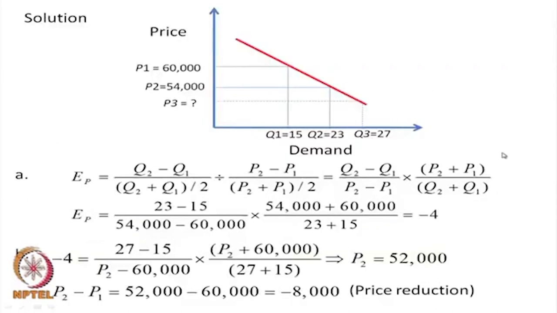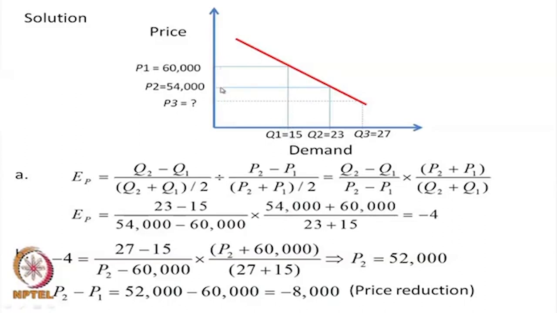Come to the solution part. This is the diagram that shows the situation. Now, this is the demand function for the auto brake assembly. Now, the operating point is here, that initially the price was 60,000 and the quantity demanded in the market was just 15.